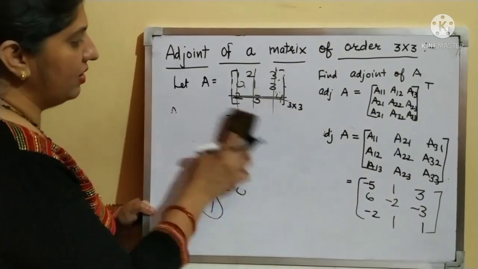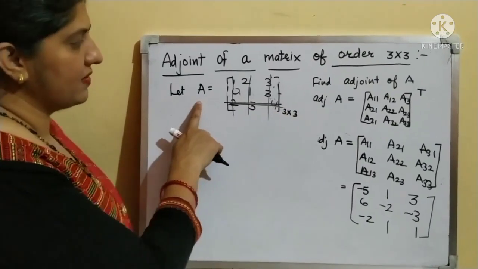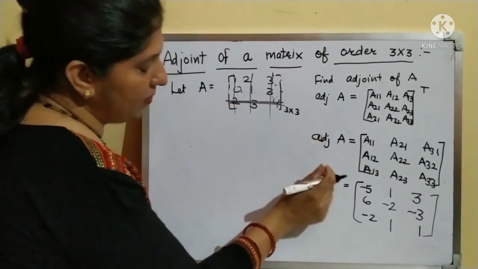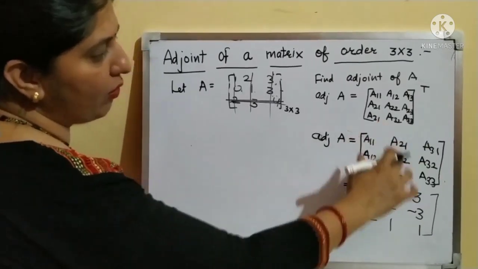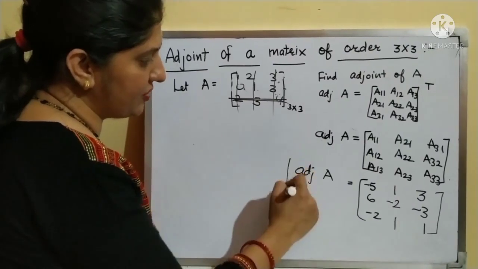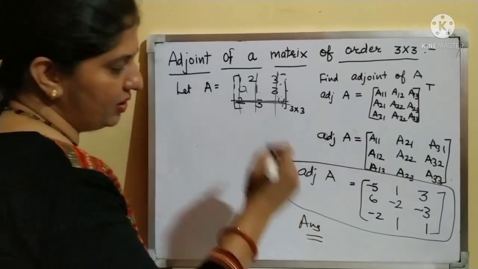In this way, we calculate all the cofactors of the matrix capital A, and by putting the values of all cofactors, we get the adjoint of the given matrix A. This is the answer of the given question.